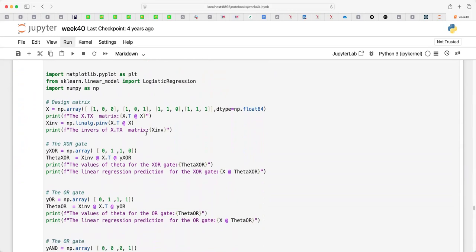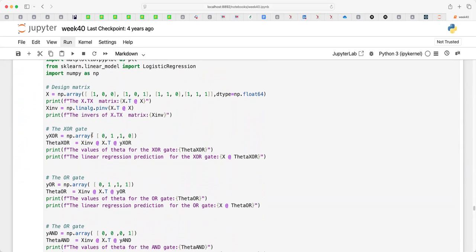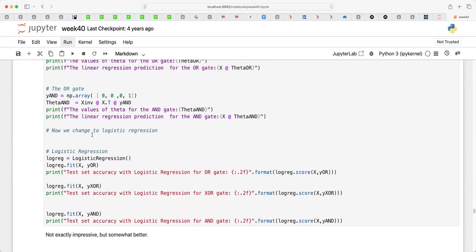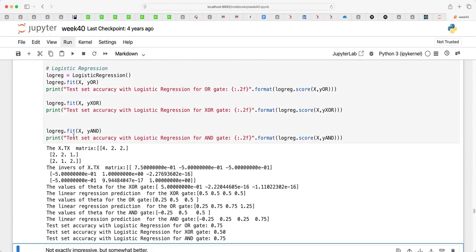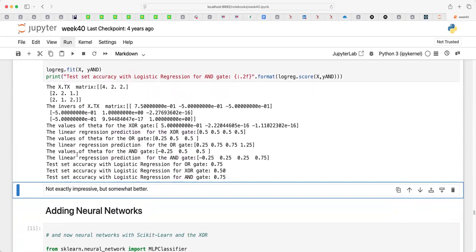I print again my standard case here with the linear regression. But then I do the same thing with logistic regression, and the only thing I feed in now is the design matrix. I have my output for an OR gate, an XOR gate, and an AND gate. So if I run that one, let's look at logistic regression.